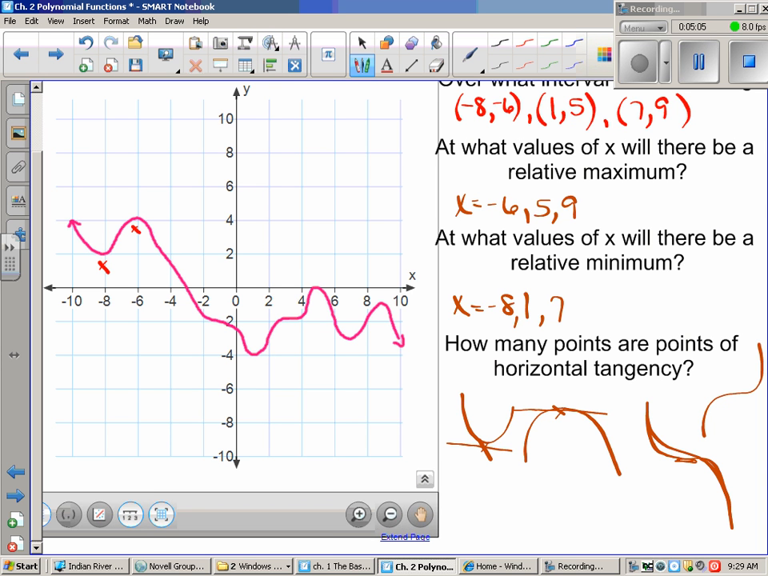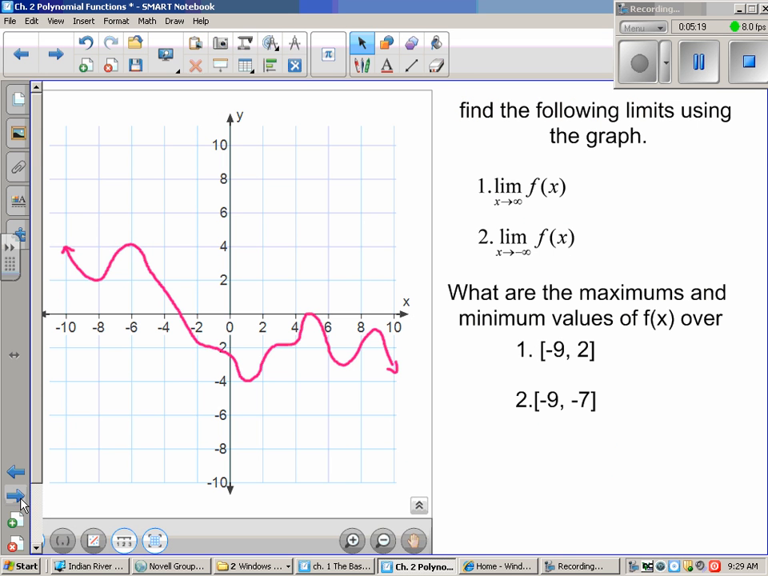I would say at 3, though, at 5, at 7, and again at 9. Hopefully you can see all those as you look through the graph. Take a minute, look at that graph, and examine that more closely if you need to. All right, let's do this.